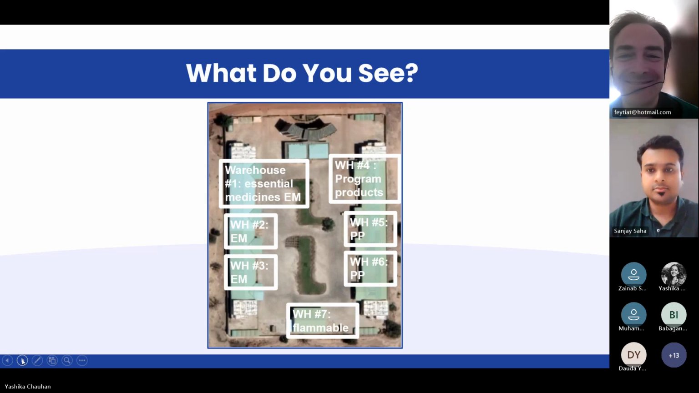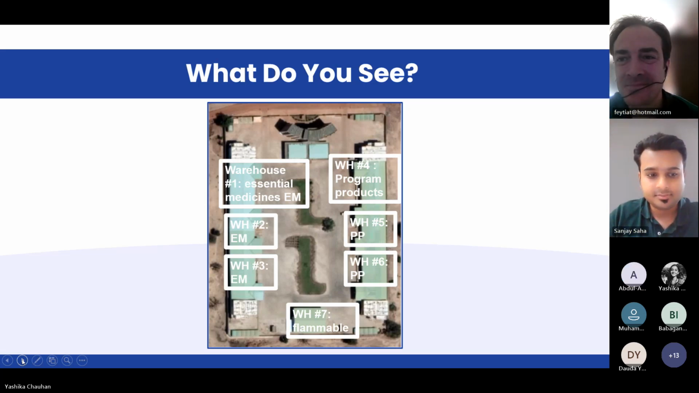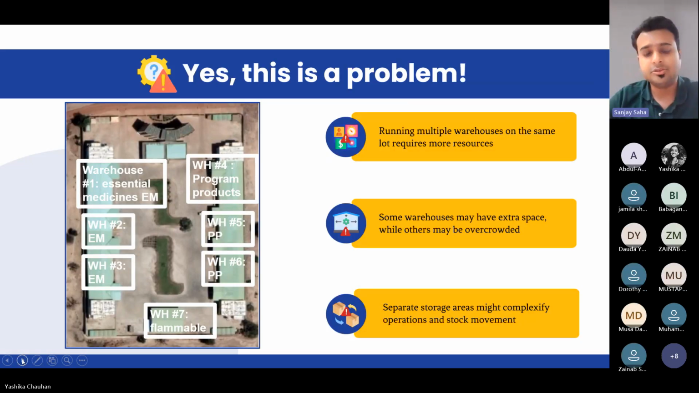Now I will pass on to Sanjay to continue the course so that you have a share of people. Okay, thanks, Pierre. Okay, next slide. Yes, so that's correct. As you see on the picture, this is not an integrated warehouse or an integrated supply chain, which is a clear problem.